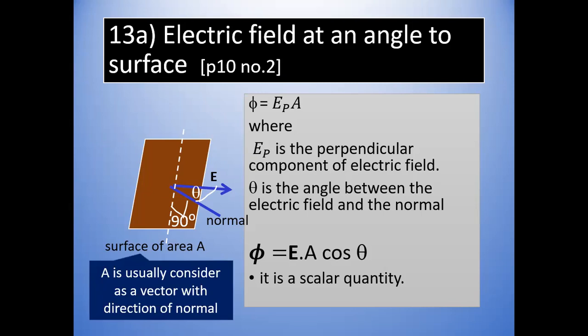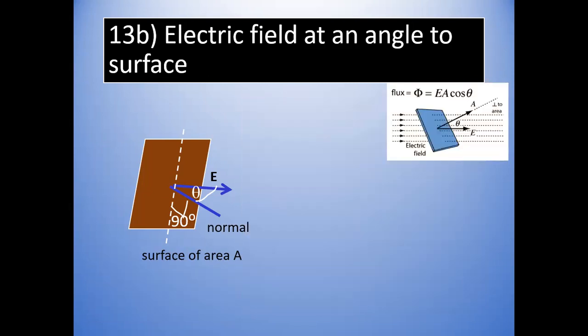So A is usually considered a vector, with direction normal to the surface. That's your A, pointing outwards. Okay, if you want, you can draw it this way, if you prefer.